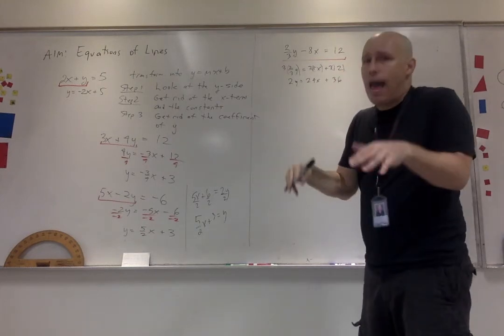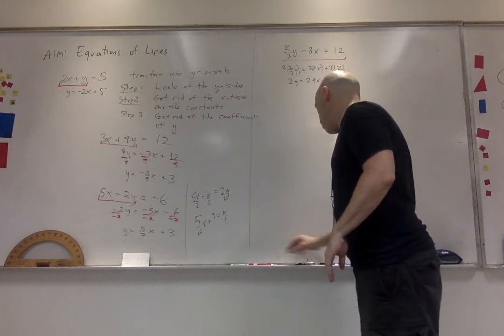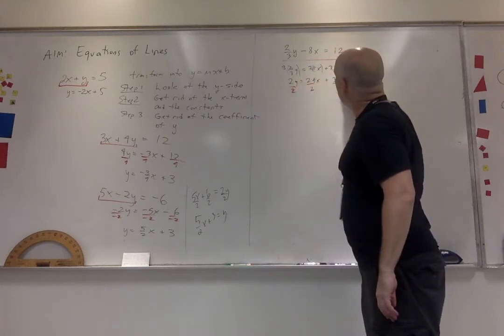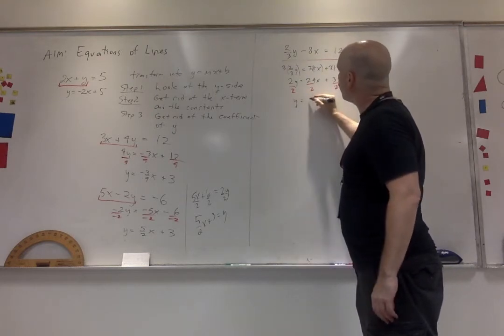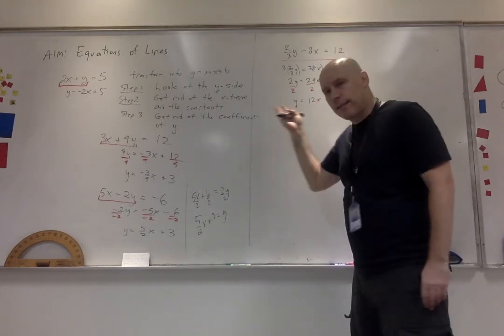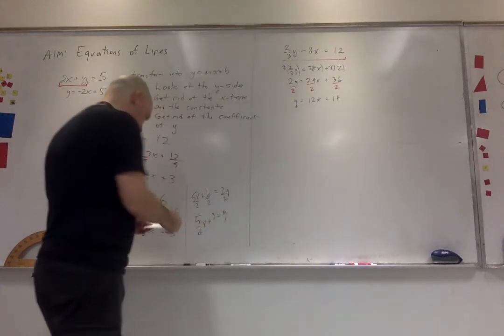Now I'm fine with this. How do I undo multiplication? Divide everything by 2. Divided by 2, divided by 2, divided by 2. We have the equation y equals 12x plus 18. Excellent. Okay. Nice.